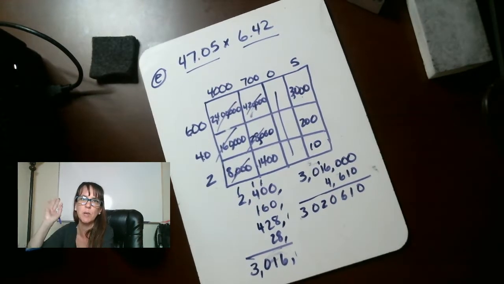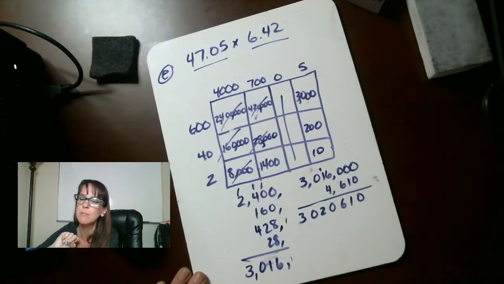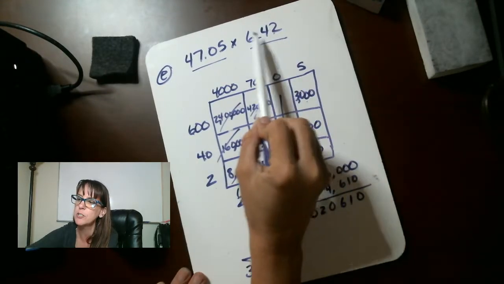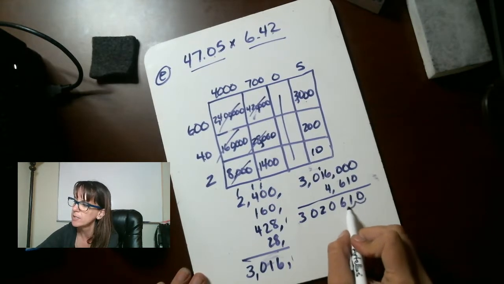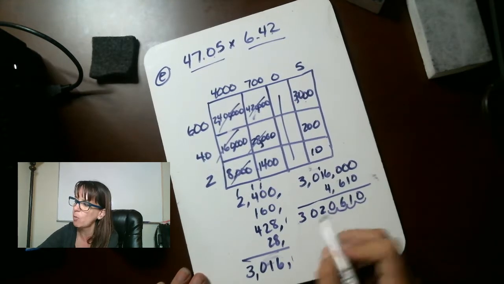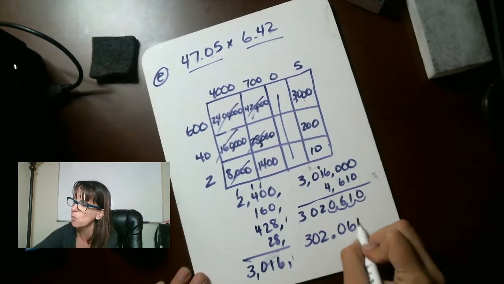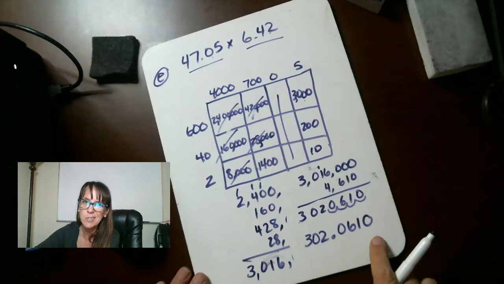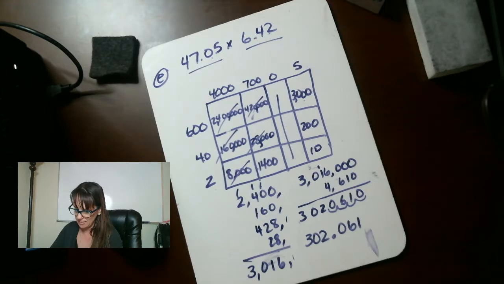All right, so we got this big old long number, right? Original problem. How many digits do we have behind decimals? 1, 2, 3, 4. So we're going to come over here. We're going to go 1, 2, 3, and 4. So we have 302.061. And even though there's a 0 on the end here, we can just get rid of that. Excellent. Okay, then let's look at the next guy here.